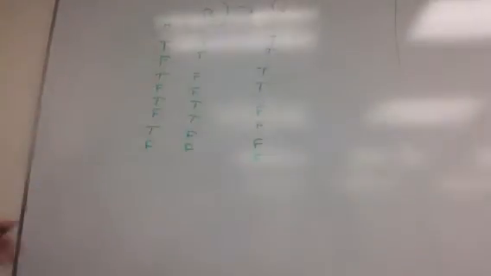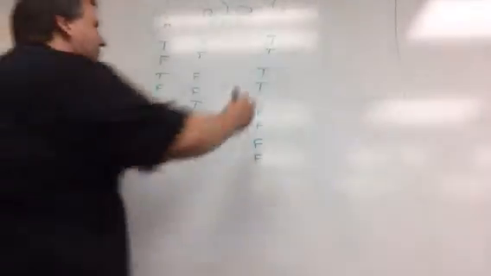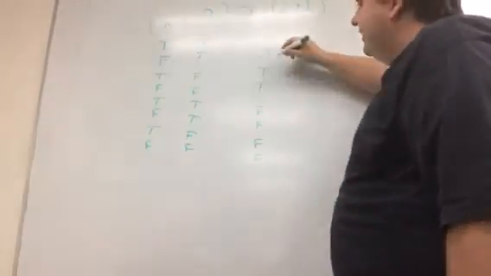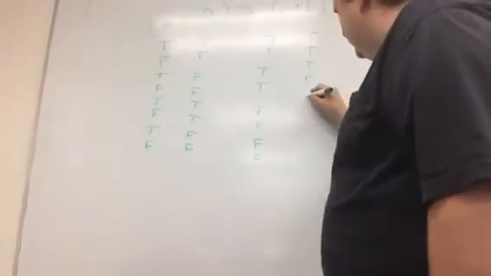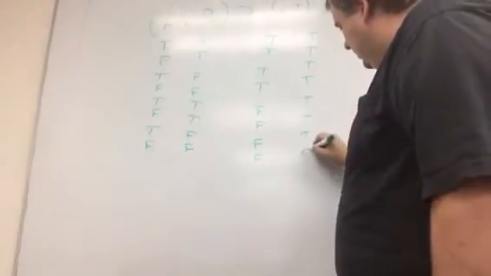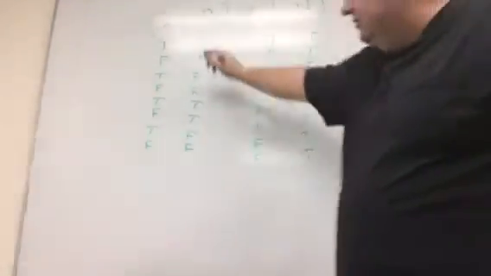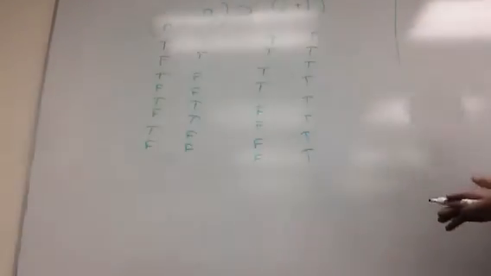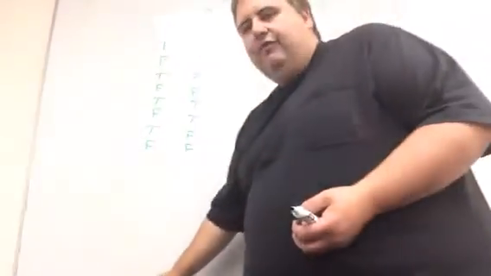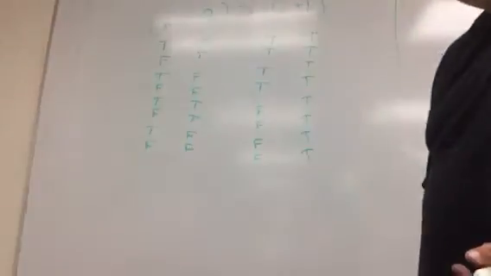If we were to add another letter, we would need 16 lines. So if we put parentheses plus L, then the next column would be 8 trues and then 8 falses, while this one would once again go down true, false, true, false, true, false. That would give us every possible combination of truth or falsity for this statement.